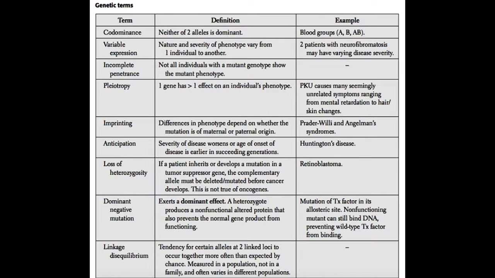Anticipation describes that the severity and the onset of a disease gets worse and earlier as the disease passes down into future generations.